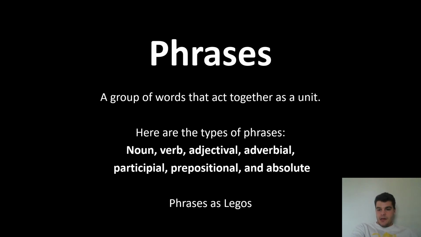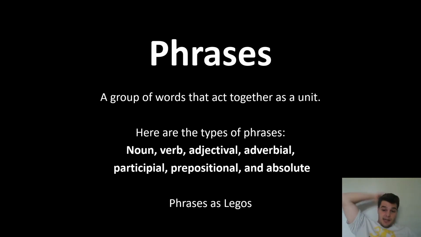So phrases could have a subject or they could have a predicate, but they're never going to have both of them. So there's a specific set of types of phrases. So we have a noun phrase, verb phrase, adjectival, adverbial, participial, prepositional, and absolute. And in the next slides we're going to go over what those different kinds of phrases are.